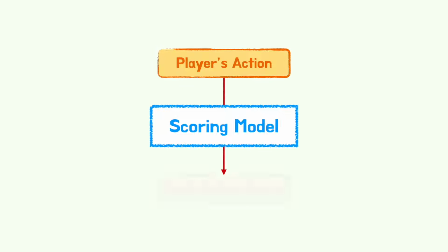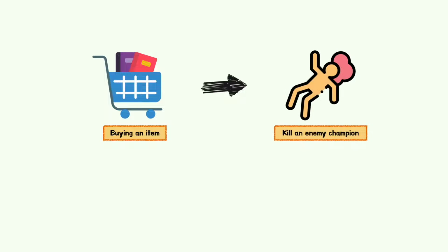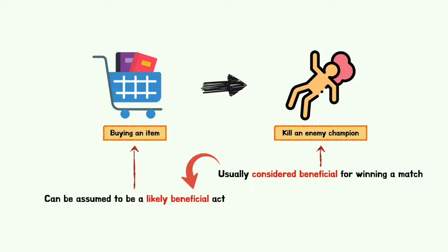So we wanted to design a model that converts a player's action into a score representing how much the action contributed to the team's achievement. Also, we focused on the causal relationships between the player's actions. Imagine a situation where a player has bought an item and then killed an enemy champion. Killing an enemy is usually considered beneficial for winning a match. Then the act of buying can be assumed to be likely beneficial.